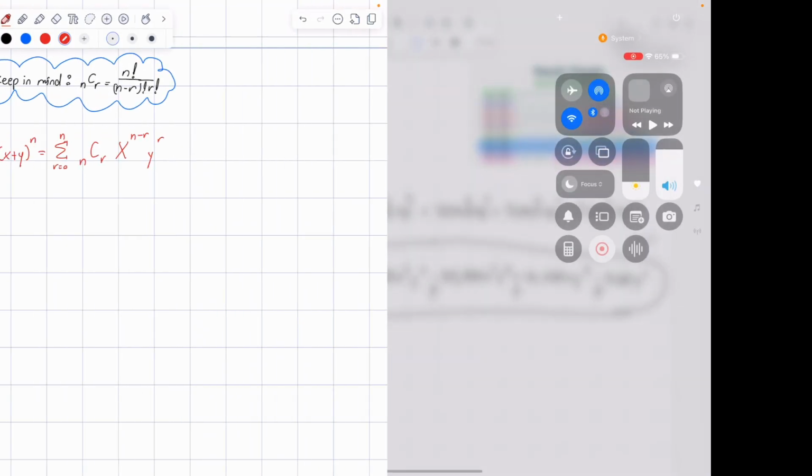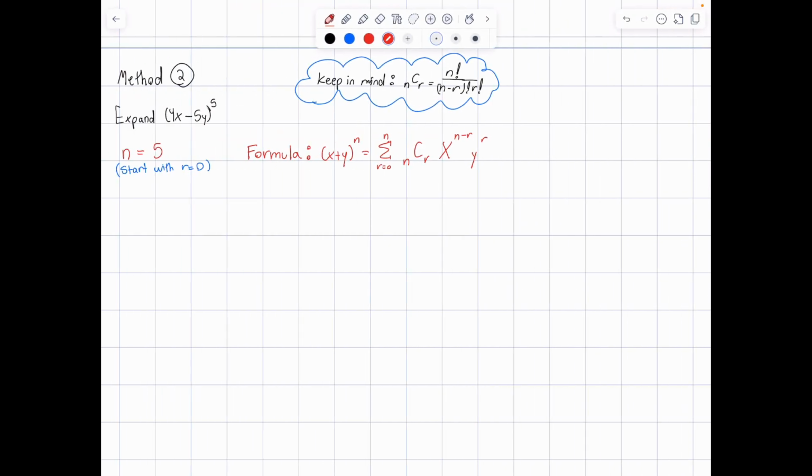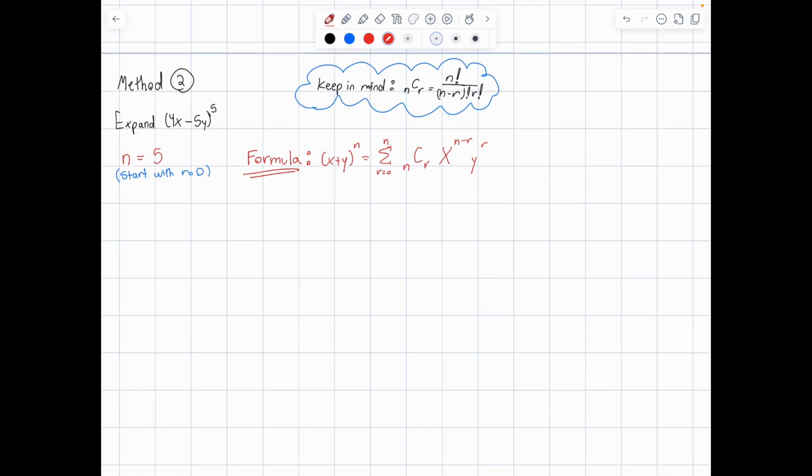Expanded. Now we're going to expand the same binomial using a second method. So this is going to be our formula that we're going to use. And I'm just going to let you know this is going to be a lot of writing, so make sure that you have a lot of space. Also we're going to be using this version of nCr, n factorial over n minus r factorial. So let's start with the formula. So we're going to start with the nCr portion.